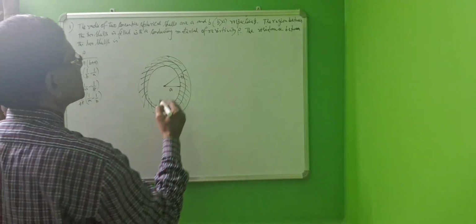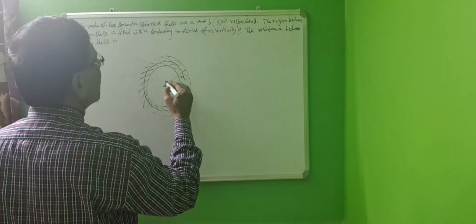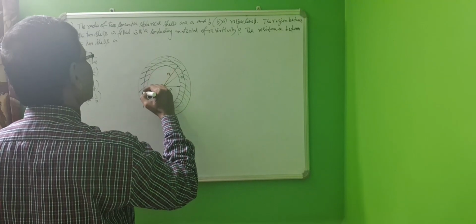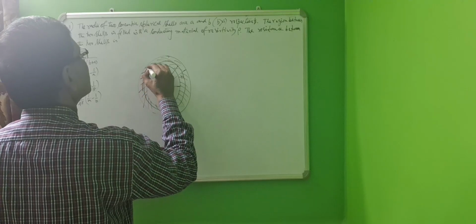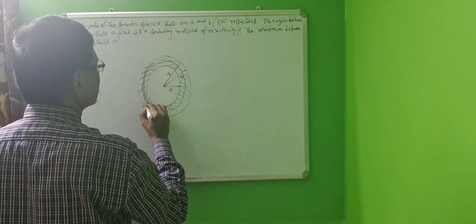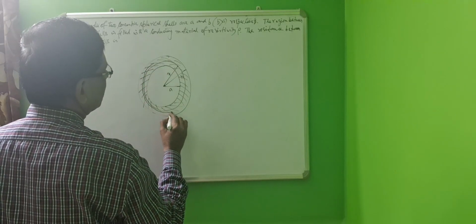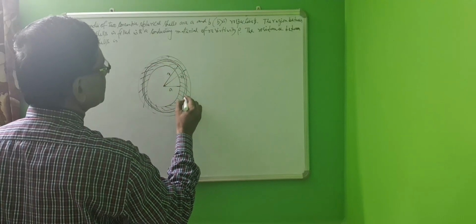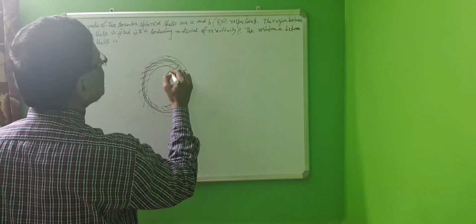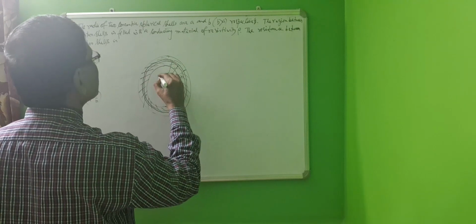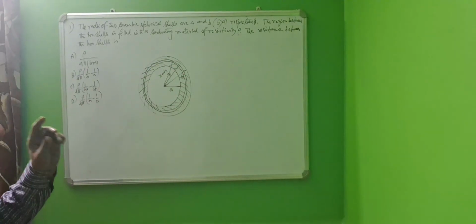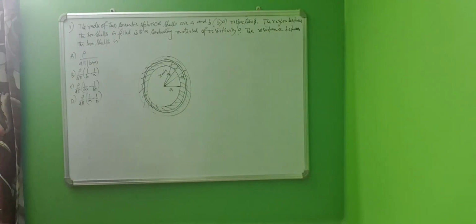Suppose there is a cell of radius x, and also there is a cell of radius x plus dx. This one is of x plus dx. We are going to solve the problem with integral calculus.